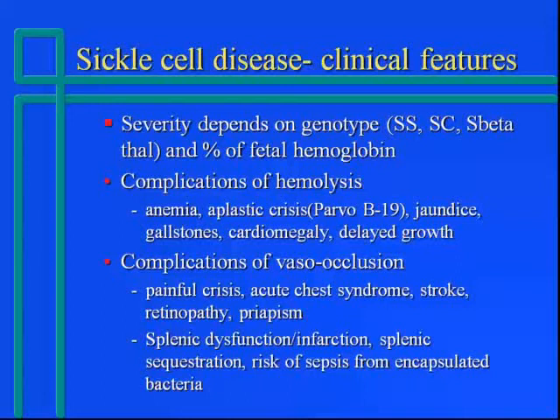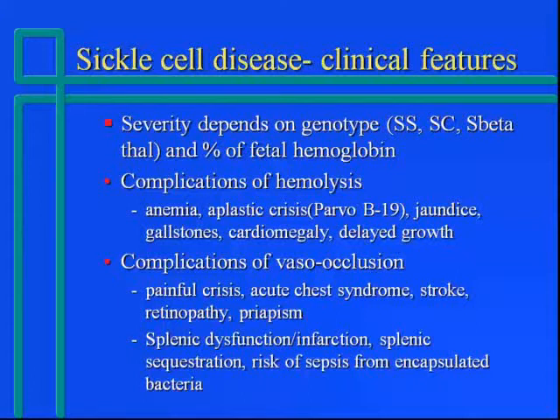The severity of sickle cell disease clinically depends on the genotype, with the major types being SS, SC, and S beta thalassemia, and also on the percentage of fetal hemoglobin that the patient has. Fetal hemoglobin is relatively protective against sickling complications, and there are some patients who have what is termed hereditary persistence of fetal hemoglobin, where they're actually fortunate to have high levels of fetal hemoglobin that persist beyond the first year of life and reduce their sickling complications.